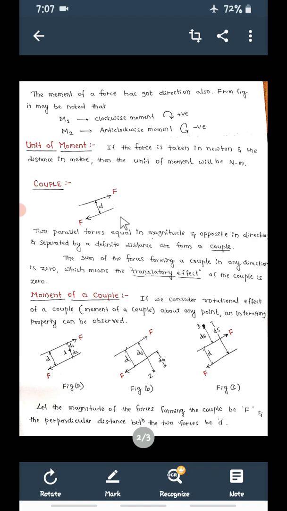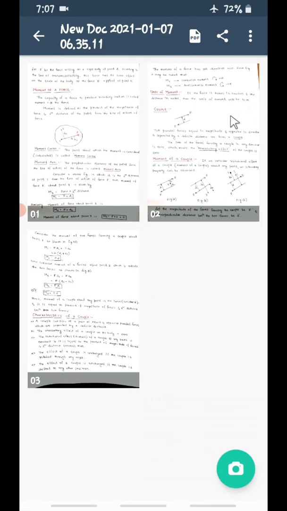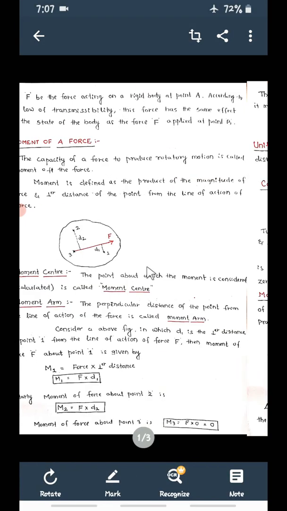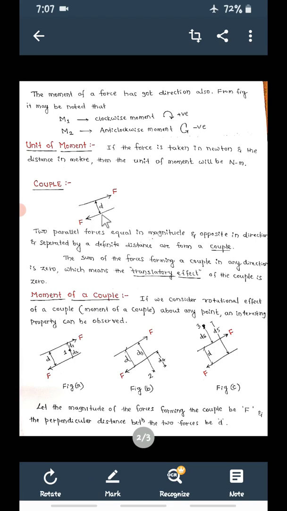Next we have studied the couple. To form a couple, two parallel forces of the same magnitude are required. Then they should be separated by a perpendicular distance. Only then will there be a formation of a couple, and then it is possible to calculate the moment of a couple. We have seen that the moment of a couple about any point is the same, that is F into D. So these are the things we have studied.